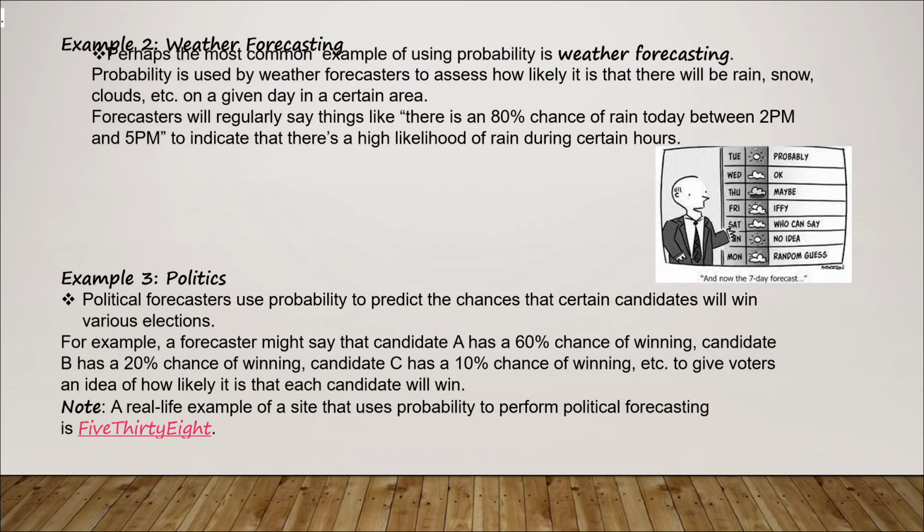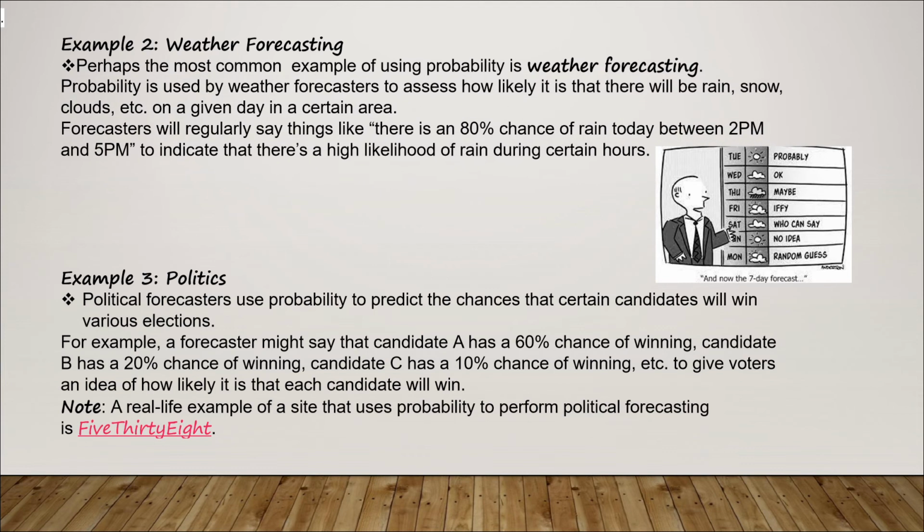Example 2 is weather forecasting. Perhaps the most common example of using probability is weather forecasting. Probability is used by weather forecasters to ask how likely it is that there will be rain, snow, clouds, etc. on a given day in a certain area. Forecasters will regularly say things like there is an 80% chance of rain today between 2 p.m. and 5 p.m. to indicate that there is a high likelihood of rain during certain hours.